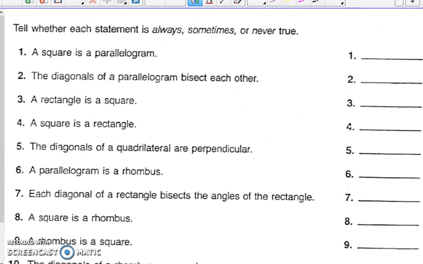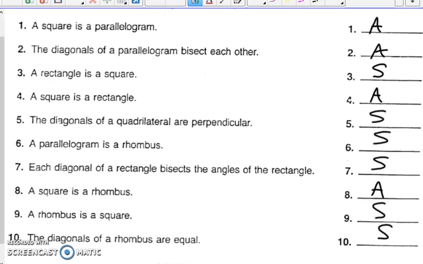Okay, here's some always, sometimes, never practice. I'd like you to pause your video, do these 10 questions, unpause, and I will show you the answers. So take a couple minutes to do that now. Okay, take a look at those now. Check your answers, and if you have questions about that, they'd be good to ask in class tomorrow.